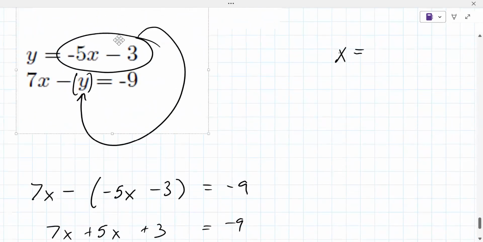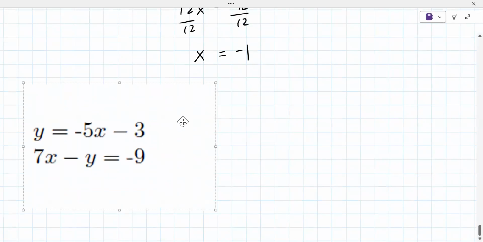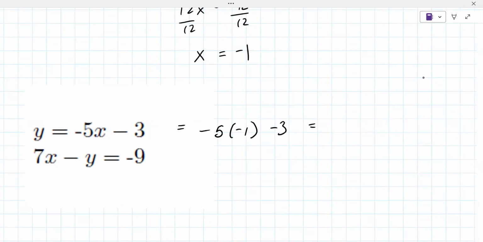And then you go back and you can use either equation, but I'd use the first one. And I'd solve for y. So negative y, -5 times -1 equals. Is it 2? Y equals 2? It is y equals 2. Good. Very good. Okay, let's have you try another one here.